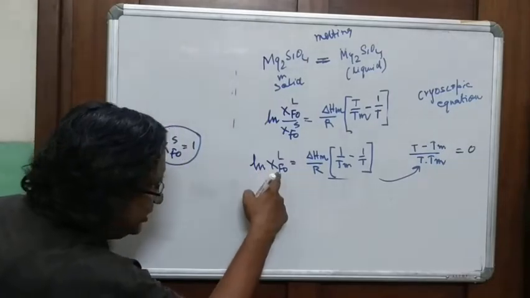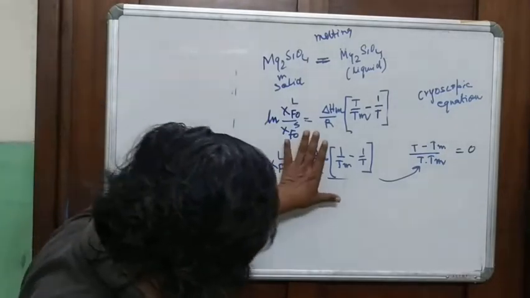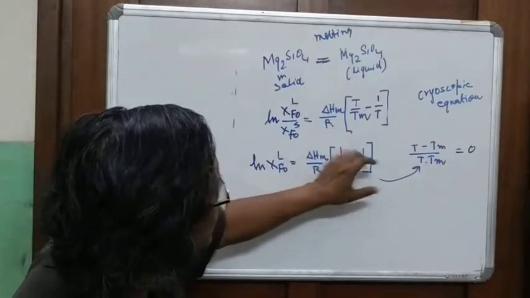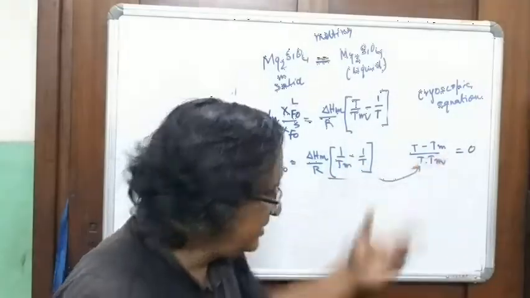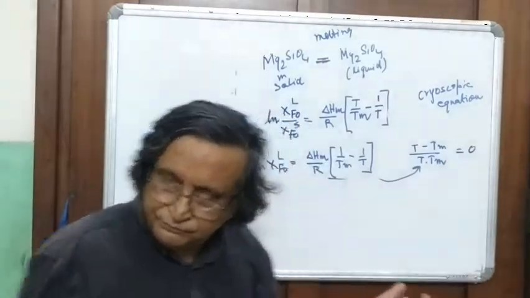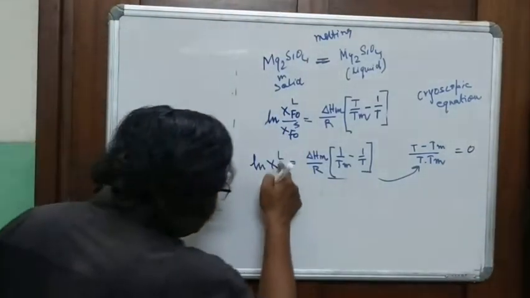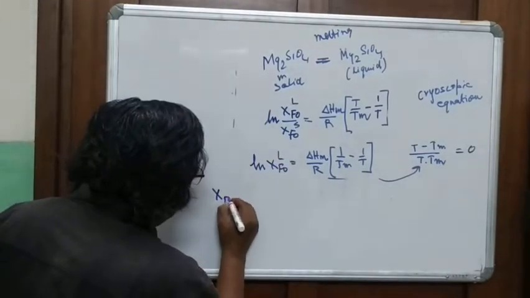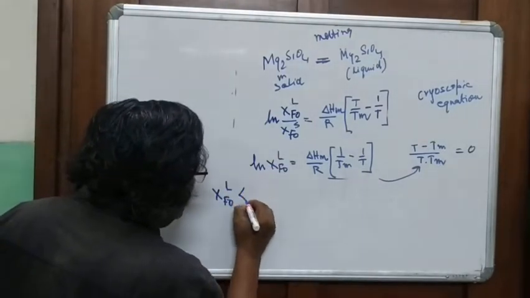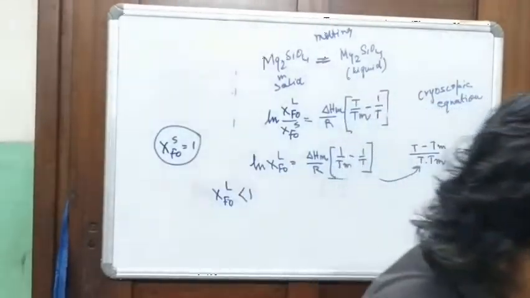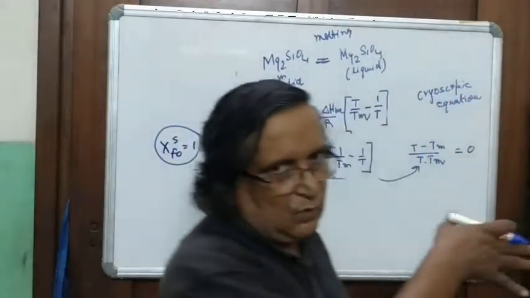ln of 1 is equal to 0. Now this term is not 0. So 1 by Tm should be equal to 1 by T. You're back to the logic that T is equal to Tm. Now let's say X phosphorite in the liquid is less than 1. It cannot be more than 1. Mole fraction cannot be more than 1. It could be equal to 1 or less than 1.